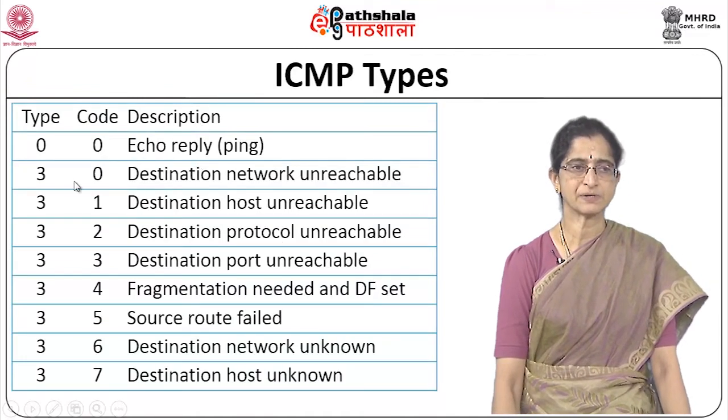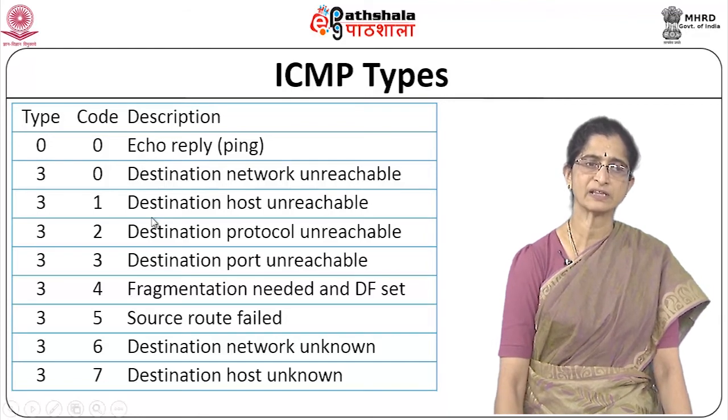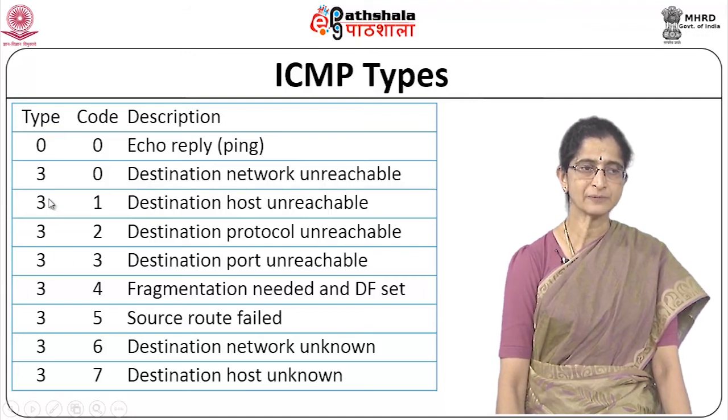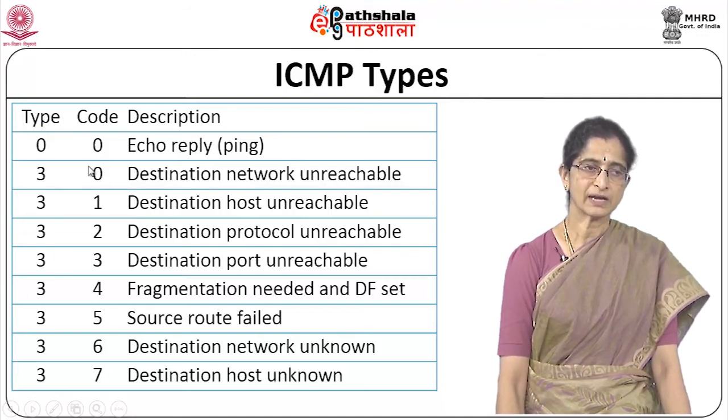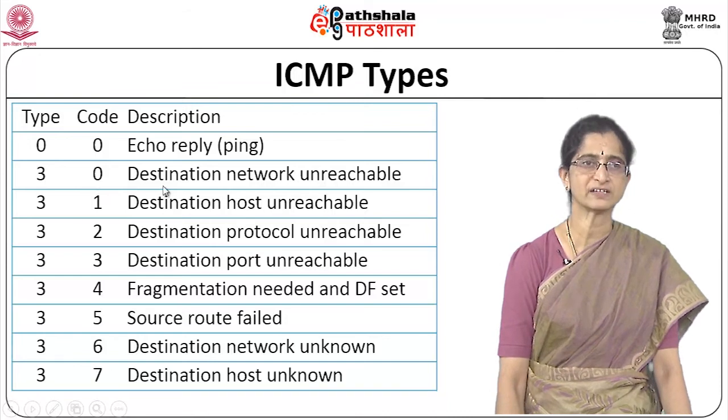Now let's look at the various ICMP types that we have. We have something called an echo request and an echo reply. Then there are a number of fields which talk about destination unreachable. You will see that the type here indicates 3, type 3, and you have different codes there. This type 3 indicates that some destination is unreachable, and the code here specifies why the destination is unreachable.